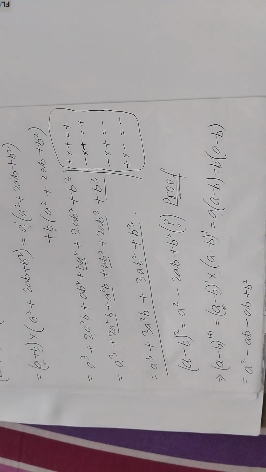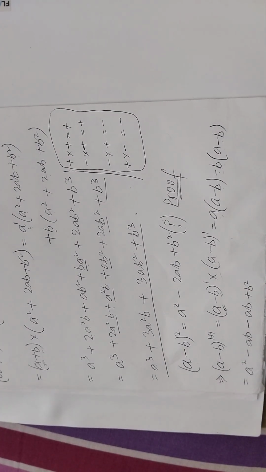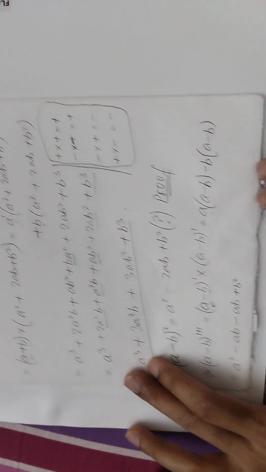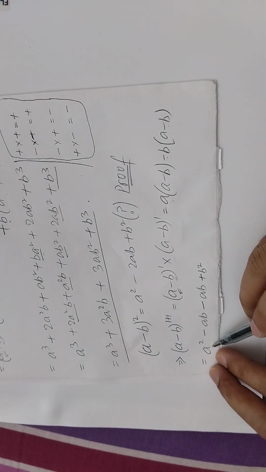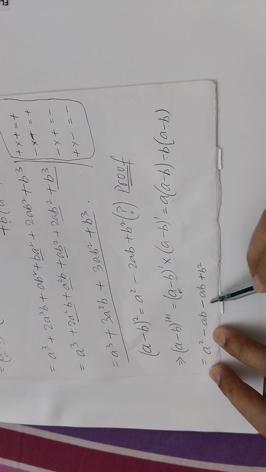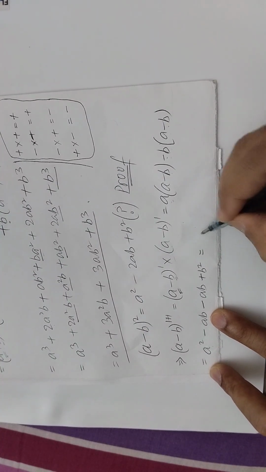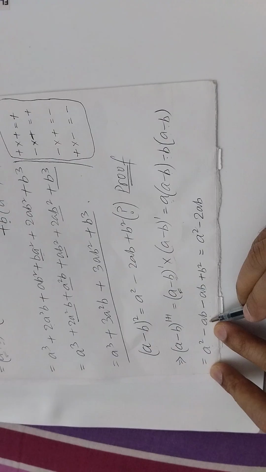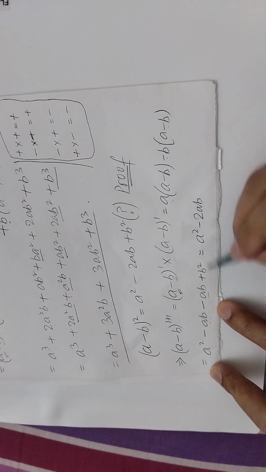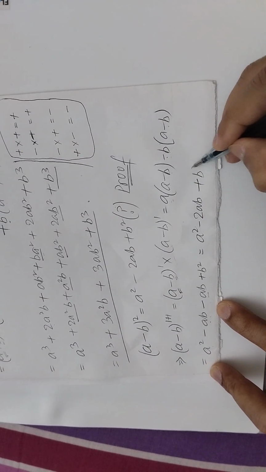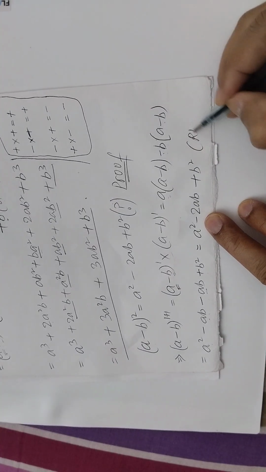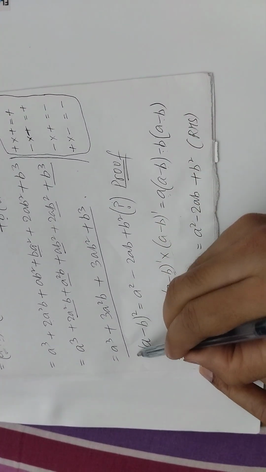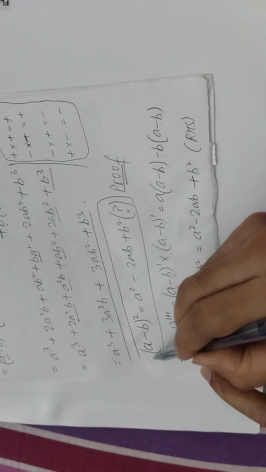The key to mathematics is to remember the sequences, the numbers, and the formulas with practice, of course, not in a single day. So in this equation we get a square minus ab minus ab plus b square, which in short form is a square minus twice ab plus b square. So this is the RHS in the above question, which is what we prove now.